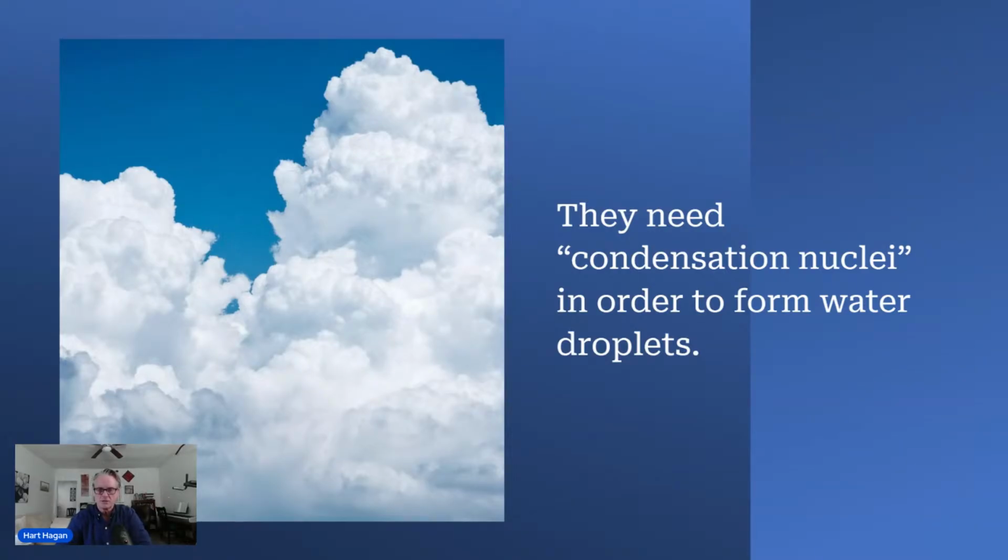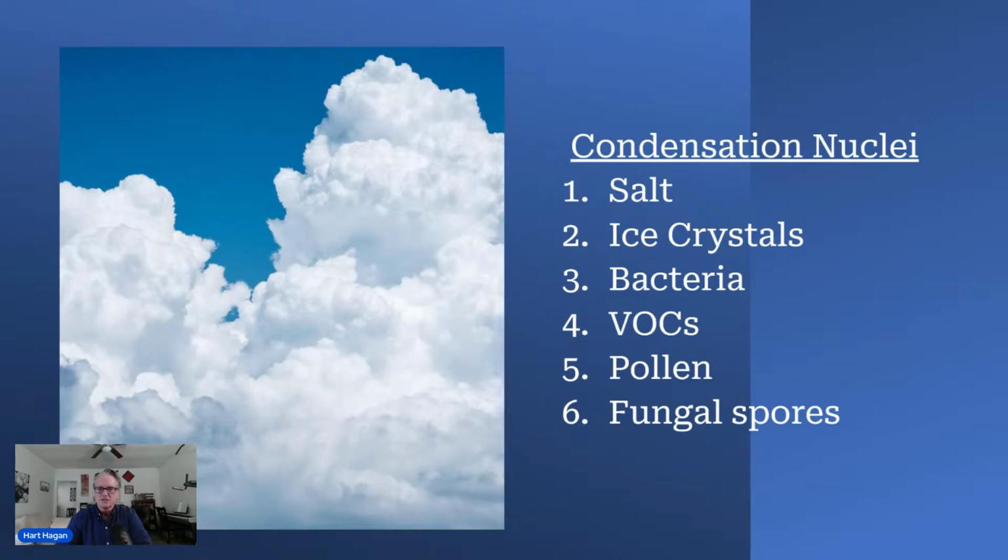So condensation nuclei includes what? Condensation nuclei includes salt, ice crystals, bacteria, VOCs, which means volatile organic compounds, and also number 5, pollen, and fungal spores. And the thing about these, number 1 and number 2 are not biogenic. They're not produced by living systems like plants. Numbers 3, 4, 5, and 6 are biogenic. They are produced by living systems, including plants.